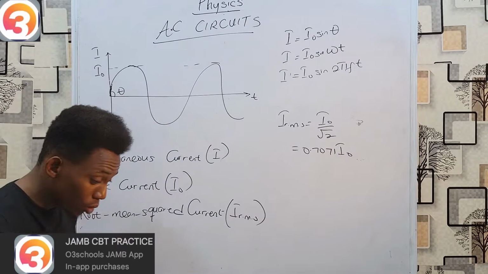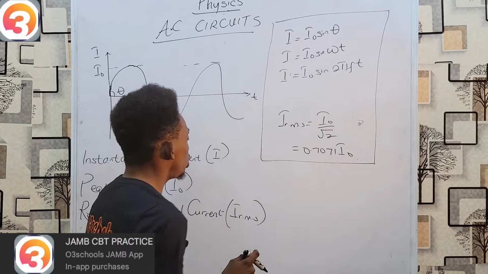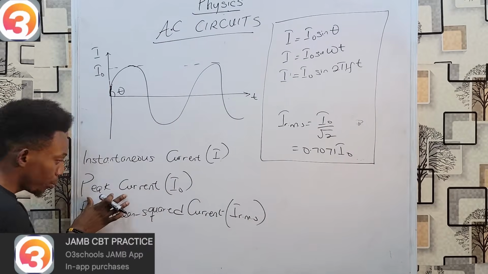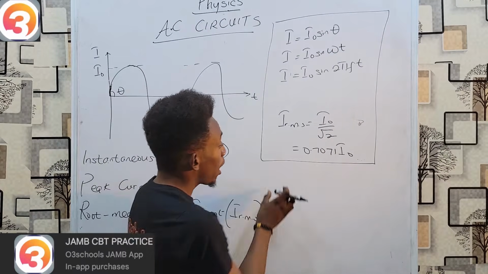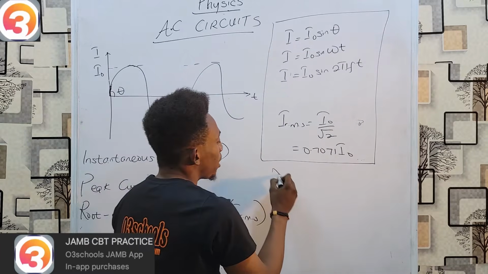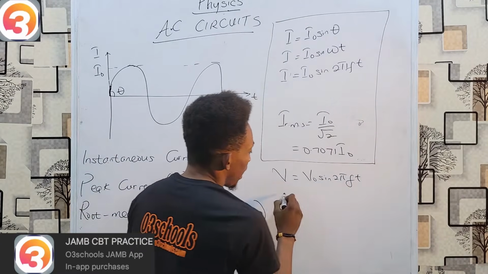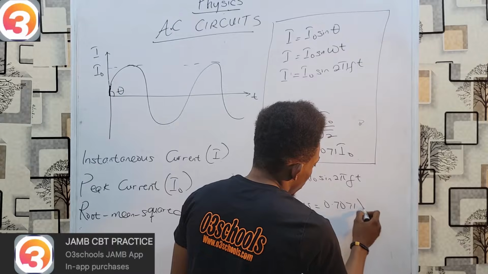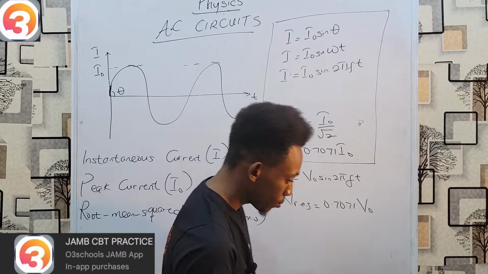And one very important thing to please note is that all these formulas here are also applicable for the voltage. Just like we have instantaneous current, we also have instantaneous voltage, peak voltage, and root mean square voltage. And all you have to do is simply change your I in these formulas to V. So for example, I could be having V equals V naught sine 2 pi f t, and V RMS equals 0.7071 V naught. And that is the basics for your alternating current.